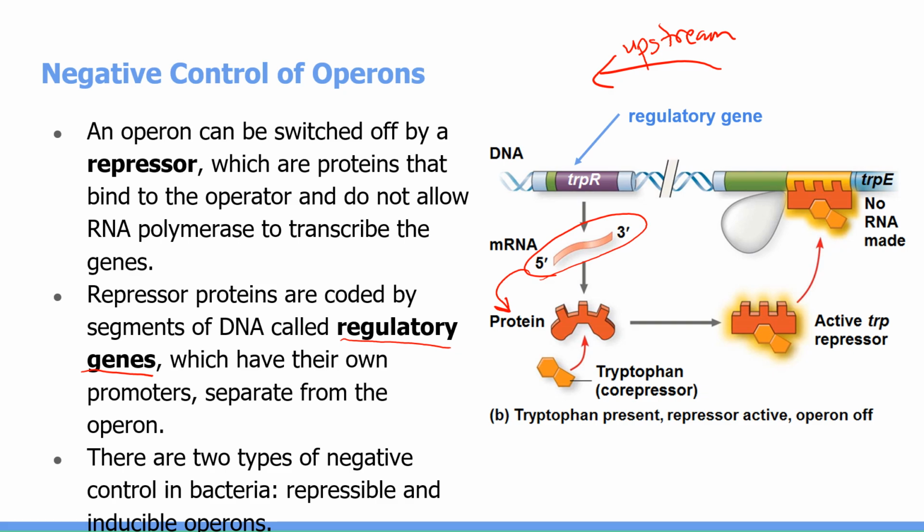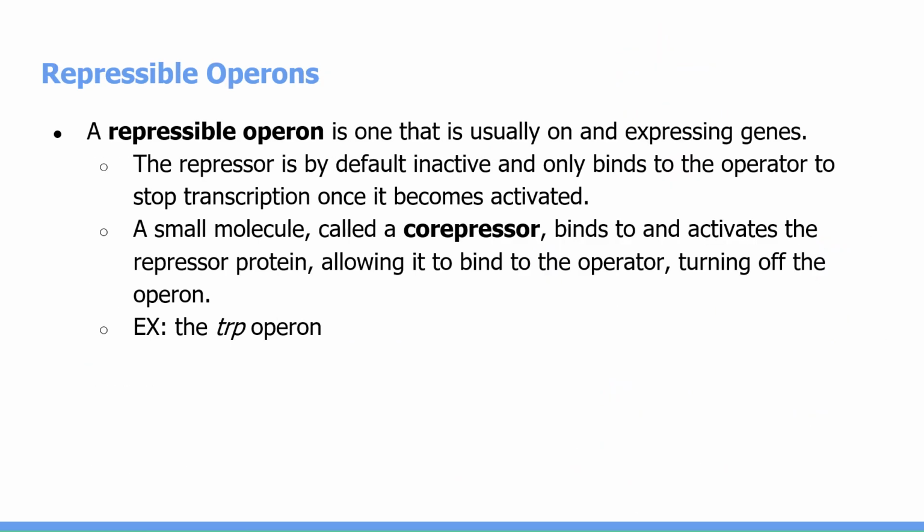Okay, so in bacteria, there are two types of negative control. And this is a key, and this is where a lot of students get confused on this concept. There are two types: repressible and inducible. The best way to remember the difference is to use the English language, and I'll expand upon that as we go through repressible and inducible. So we're going to cover repressible operons first. Let's just read that definition.